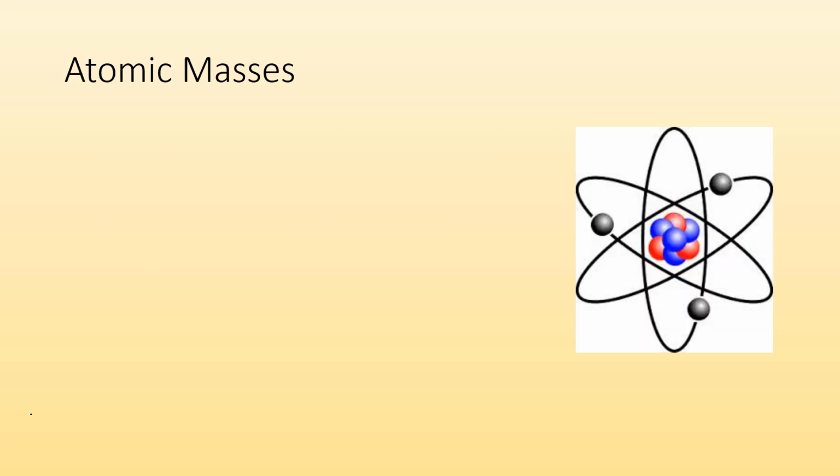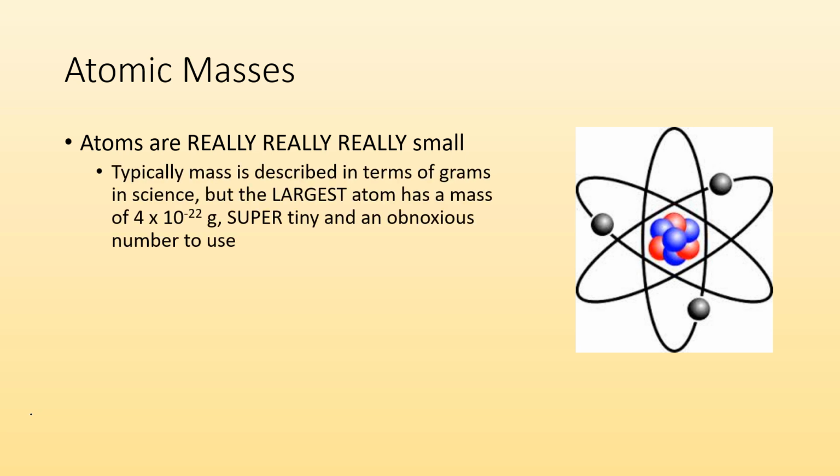So let's talk about atomic masses. Atoms are really small, and you probably already knew that. Typically, mass is described in terms of grams in science, but the largest atom has a mass of roughly 4 times 10 to the negative 22 grams. So it's super tiny, and it's an obnoxious number to use. So when we're trying to describe the mass of atoms, grams probably isn't going to be our best bet.